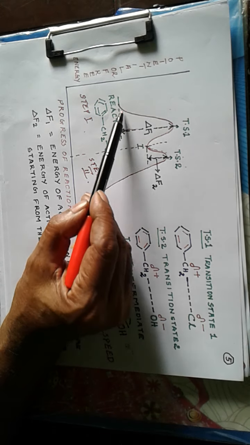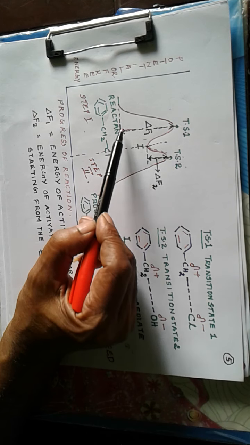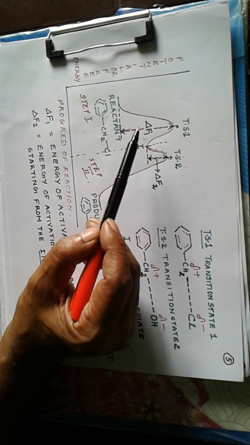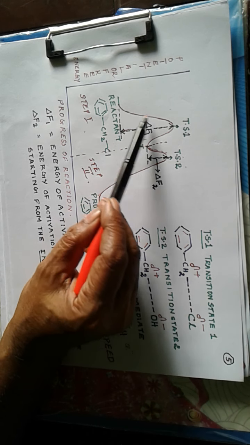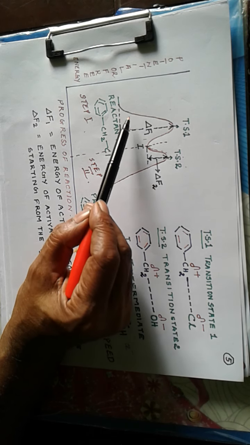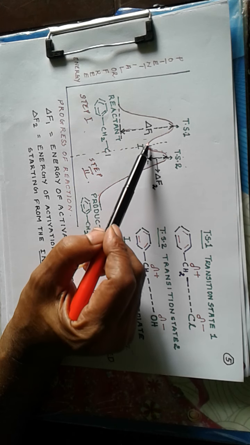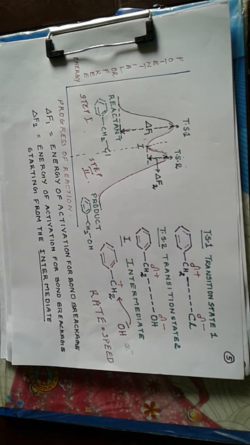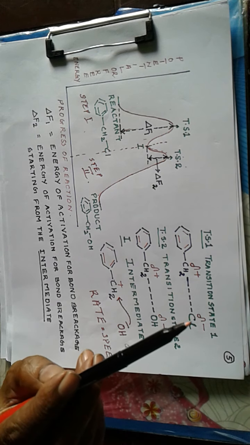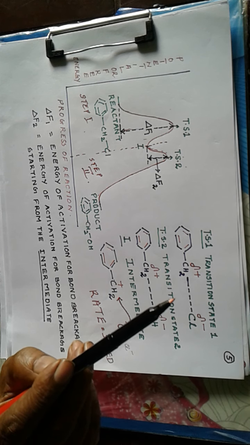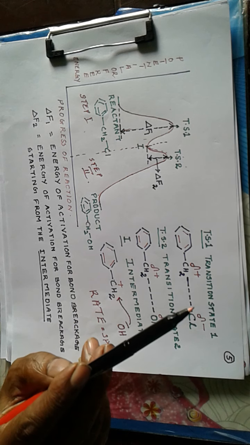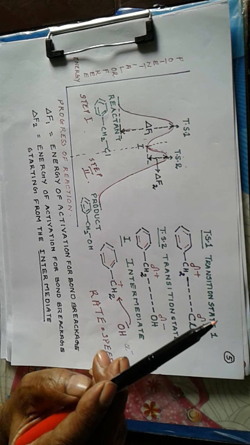And this is something like a hill, and if the hill is very high, then it is difficult to climb this hill, so the reaction is difficult to occur easily. So the higher the free energy of activation, the higher is the difficulty, or the lower is the speed of the reaction.